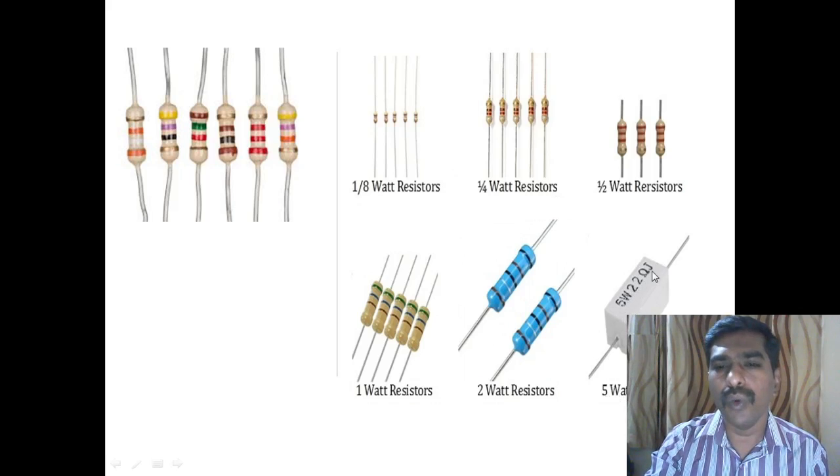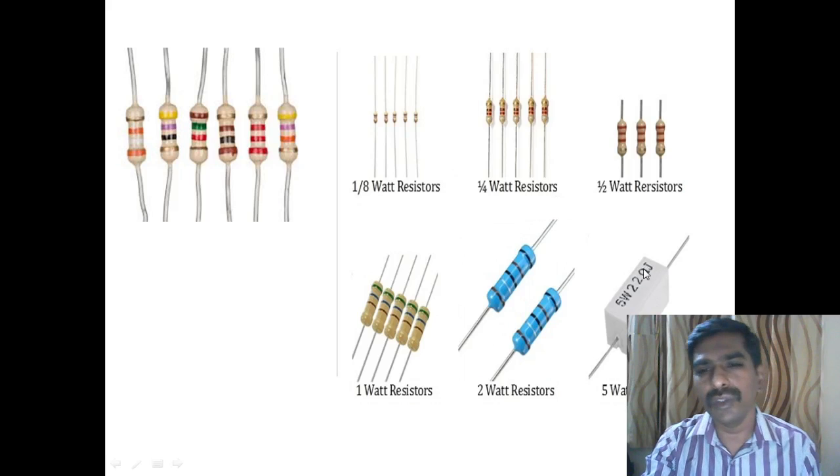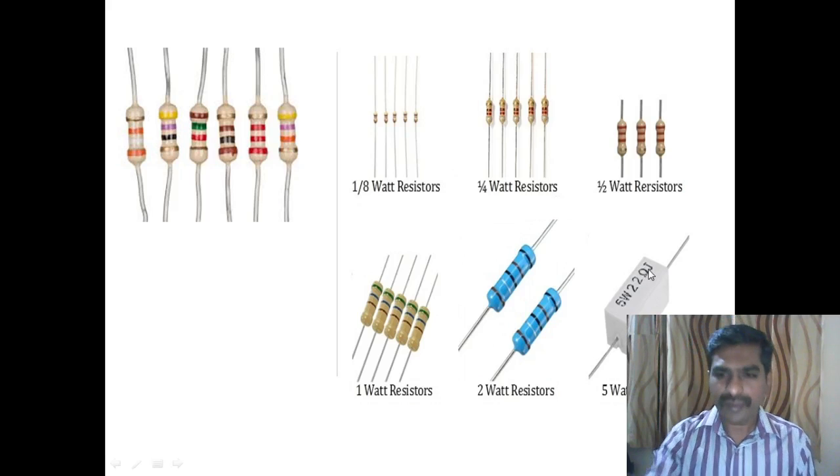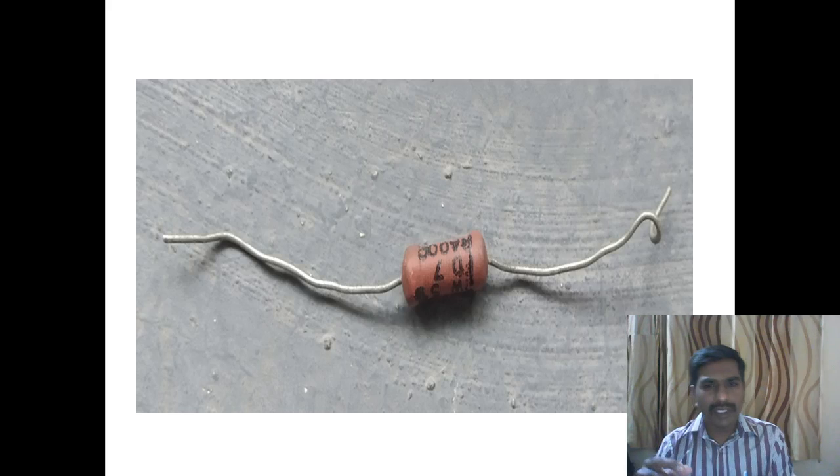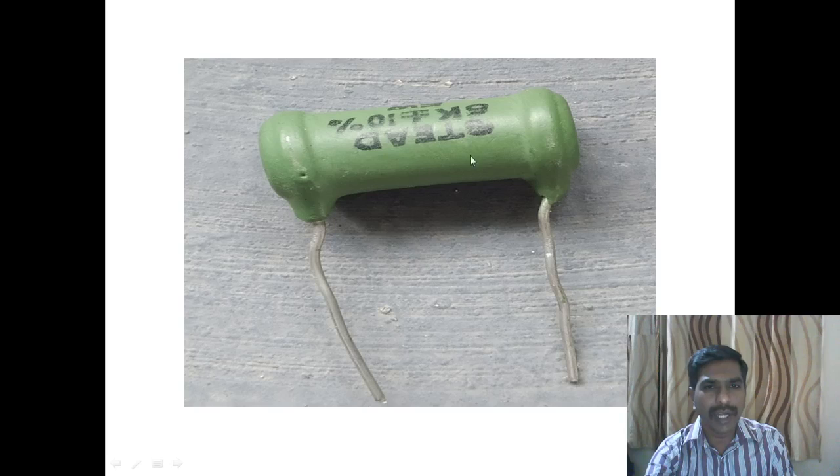This is a 5 watt 22 ohm resistor, and this symbol is used to represent the ohm resistance value. And see, there is another kind of resistor. This is a power resistor, which can withstand more power. It's a 5 watt resistor. And there is one more, a 5 kilo ohm 5 watt resistor.